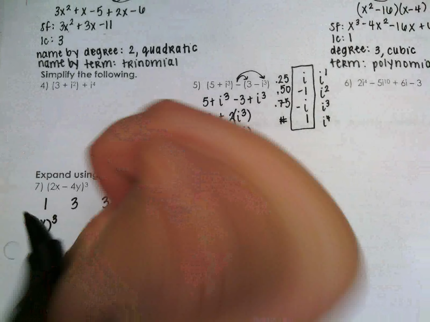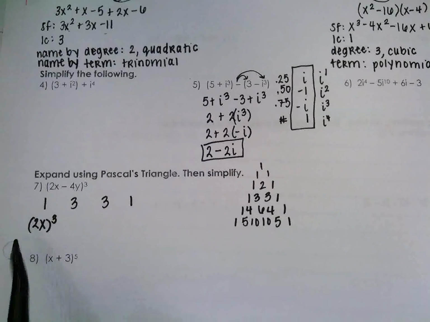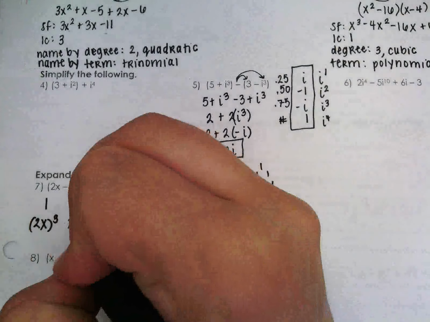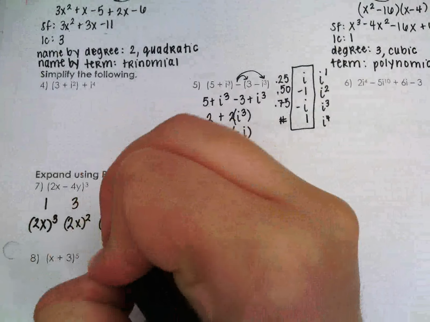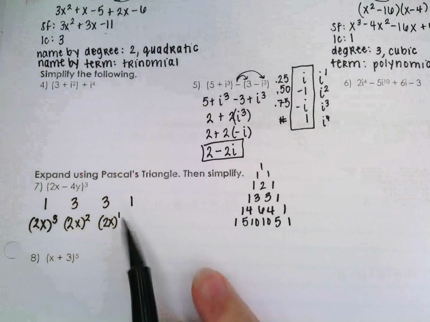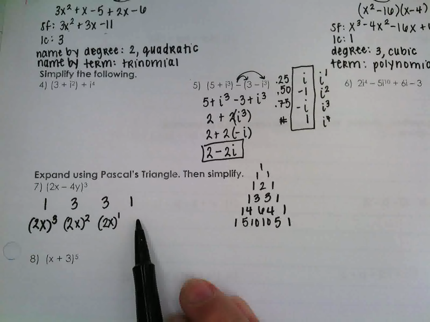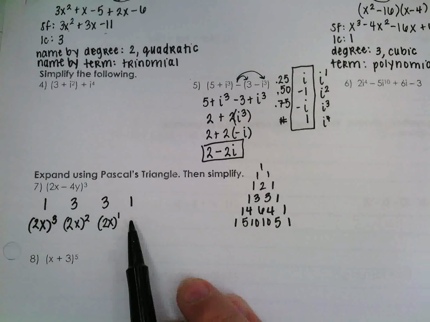Now keep in mind that 2x needs to be in parentheses. And then I'm going to go down the row. So 2x squared, 2x to the first, and then technically I have no 2x left because it's 2x to the 0 power, and anything to the 0 power is always 1.